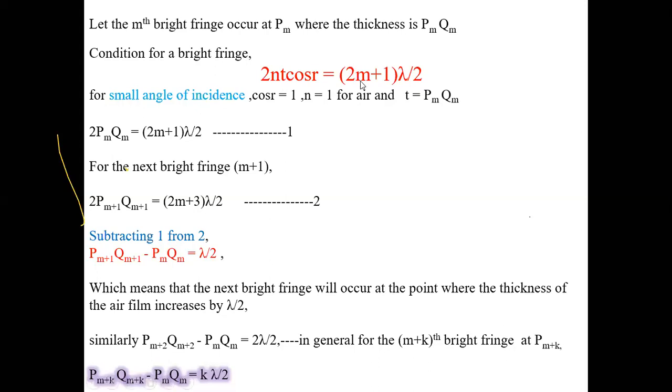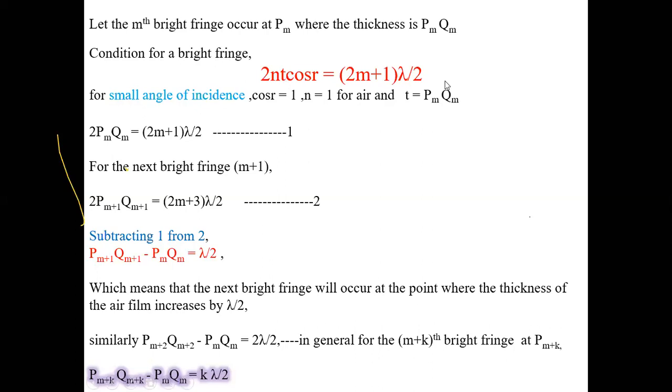M is the order of the fringe and lambda is the wavelength of the incident light. So let us now consider the mth bright fringe. Let the mth bright fringe occur at PM. The thickness is PM QM. The condition for a bright fringe is equation 1.